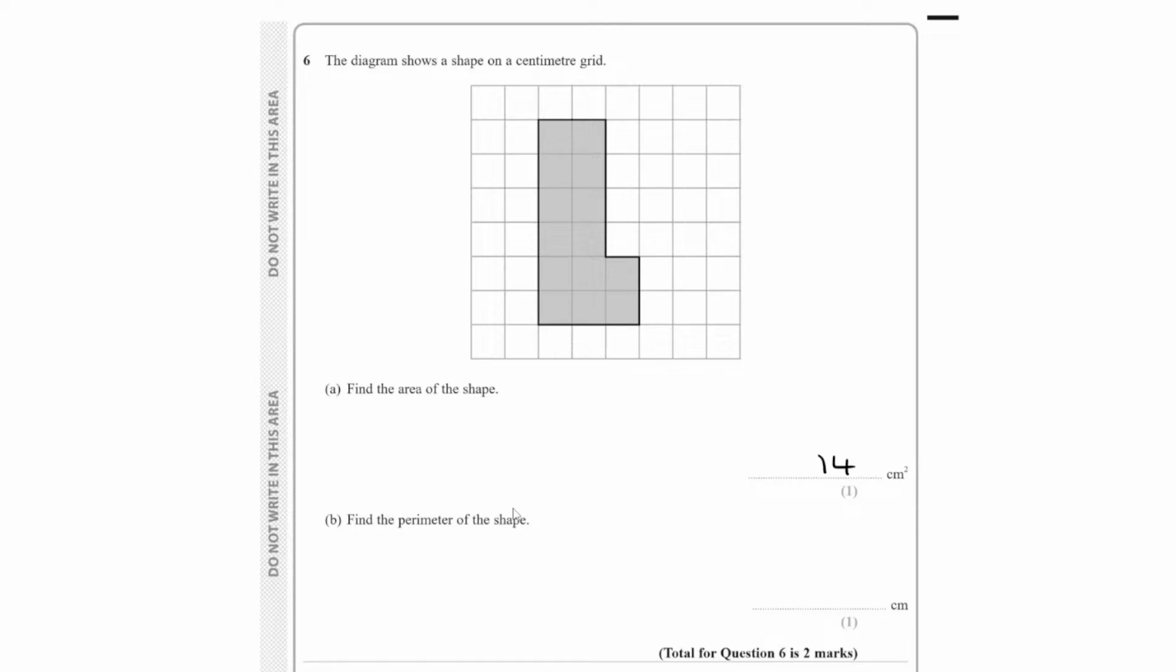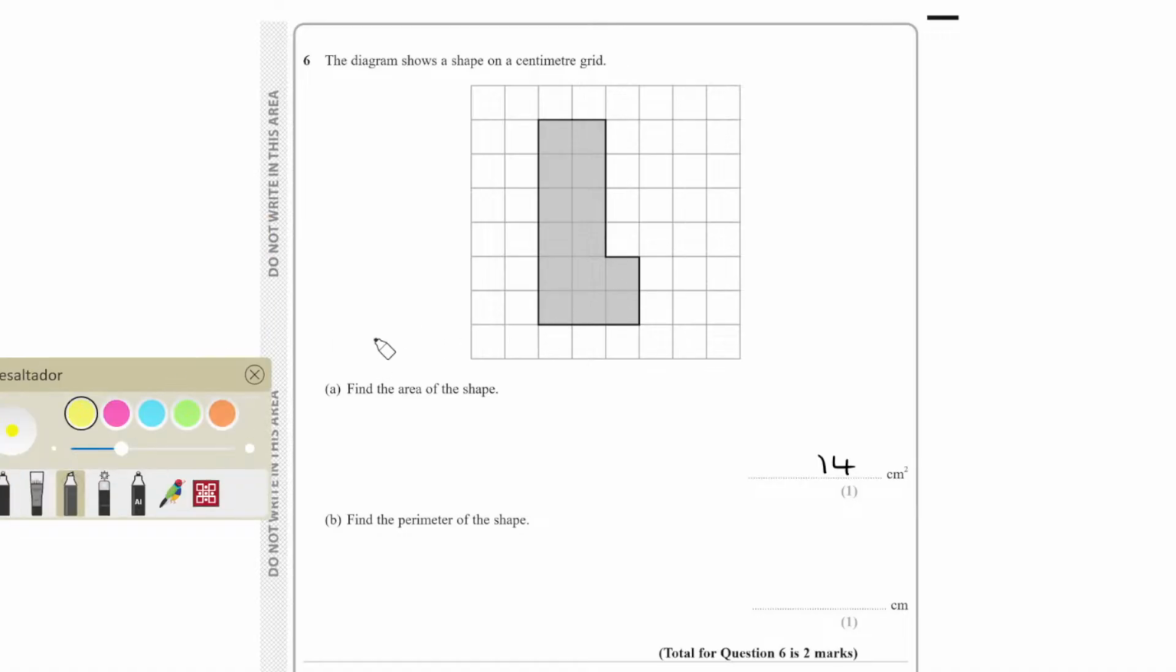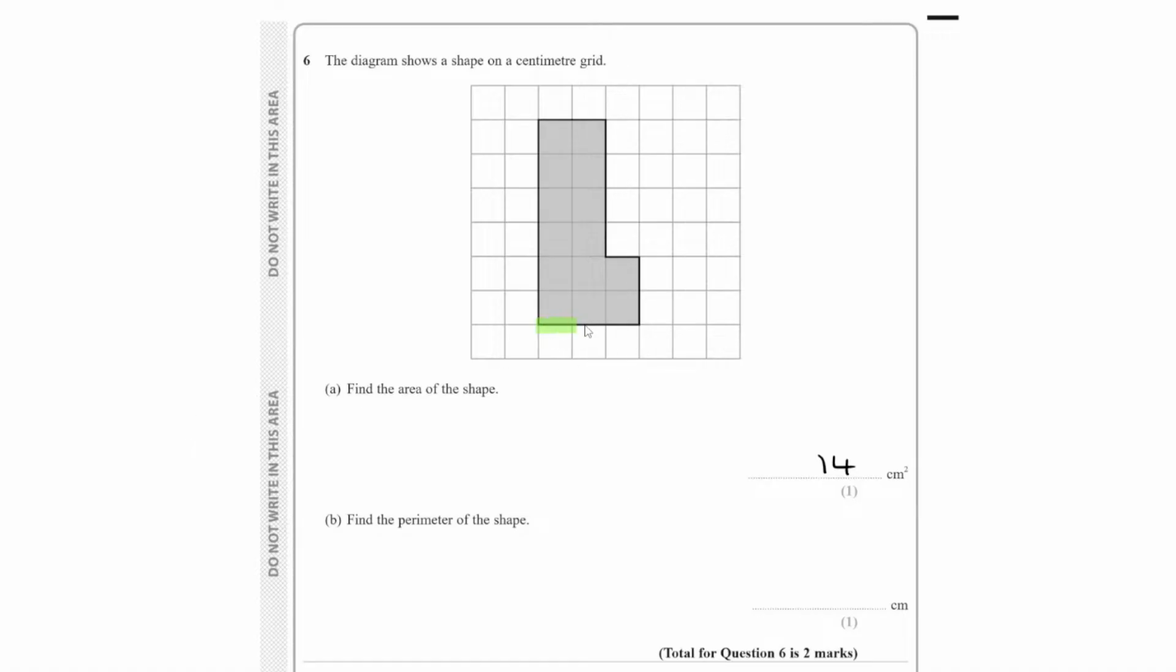Then we want to find the perimeter of the shape. That's just around the outside. So again, I'm going to count, but I'm going to count the edges. So maybe if I get a highlighter, we can see it. So we've got 1, 2, 3 here.